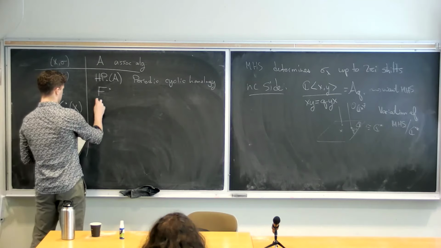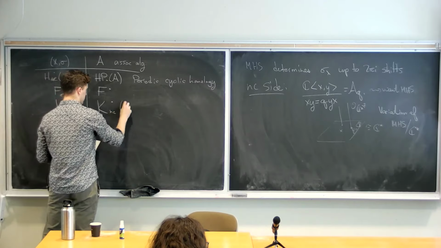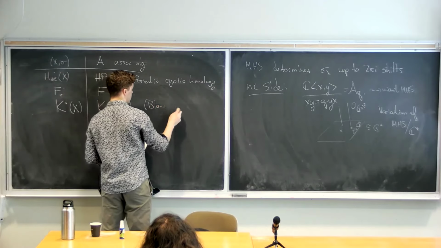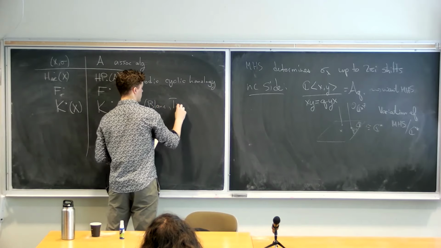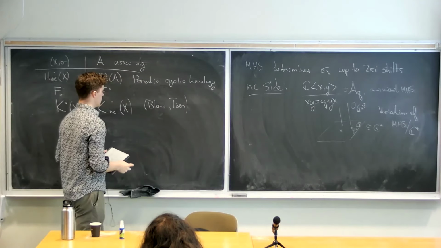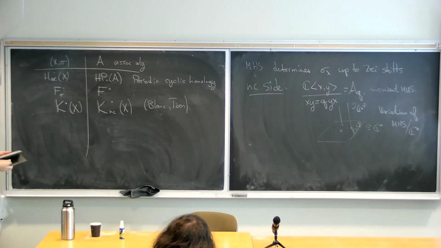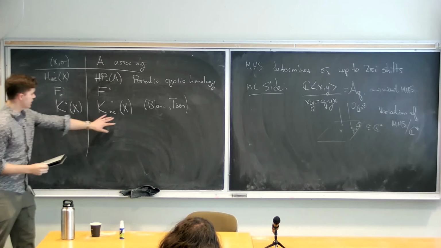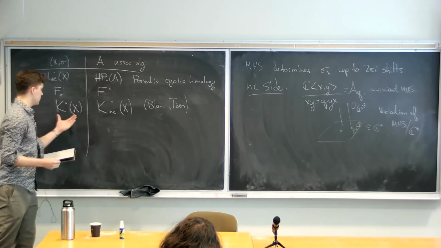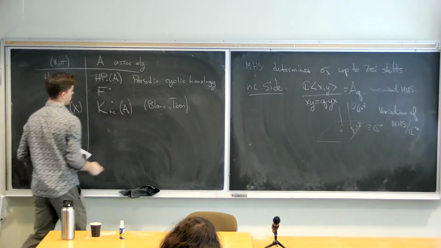Fortunately, miraculously, topological K-theory also exists. So this is a fairly recent thing due to Blanc and Toën, and I guess a few others. And this recovers the commutative invariant if A is commutative, let's say.